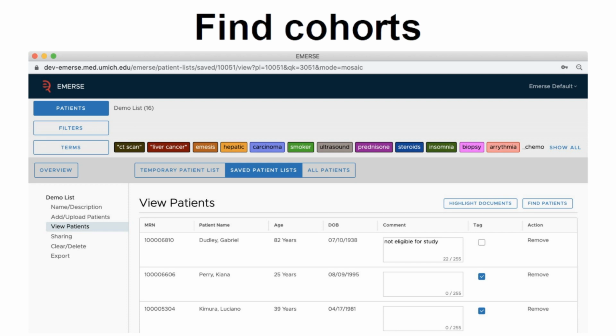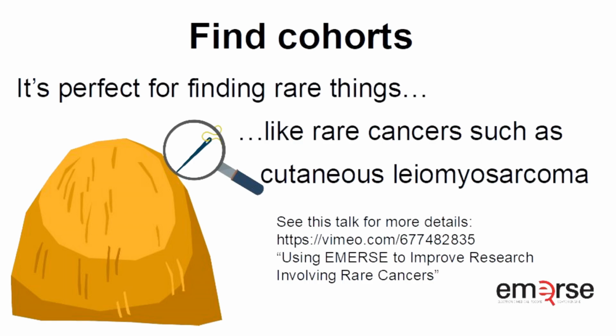A patient list tool in eMERS allows for the creation of temporary lists of patients, perfect for reviews preparatory to research where patient information is not meant to be saved. eMERS is especially useful for finding rare things in huge numbers of patient records and has been successfully used to create cohorts for rare cancer types. You can find out more information about these efforts in a recorded talk at this Vimeo link, which can also be found on the eMERS website.